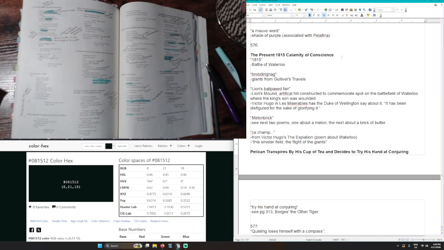Melon Brick, I was trying to find a meaning for this, but just like the next two poems, one's about a melon and one is about a brick of butter. So that's the only thing I could find.